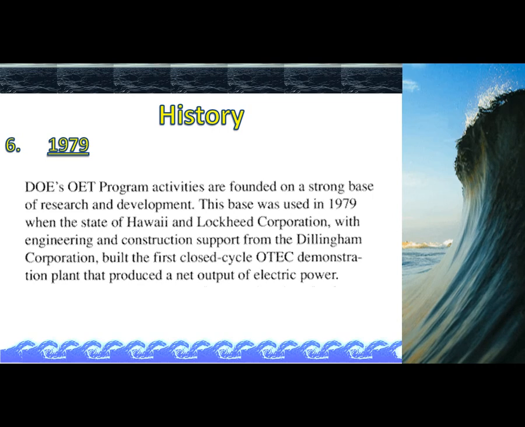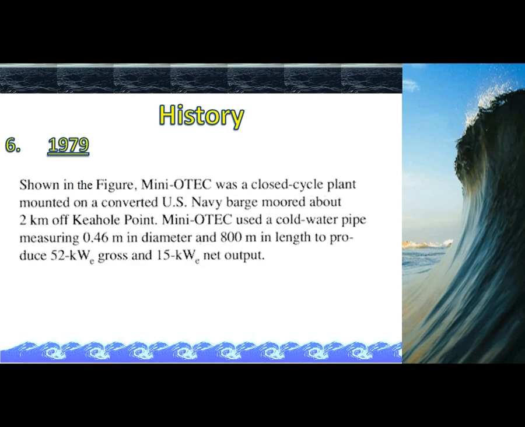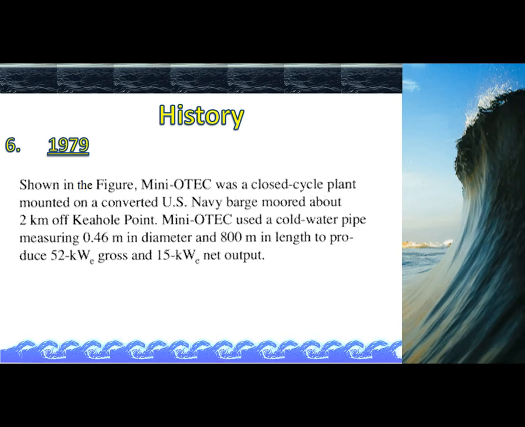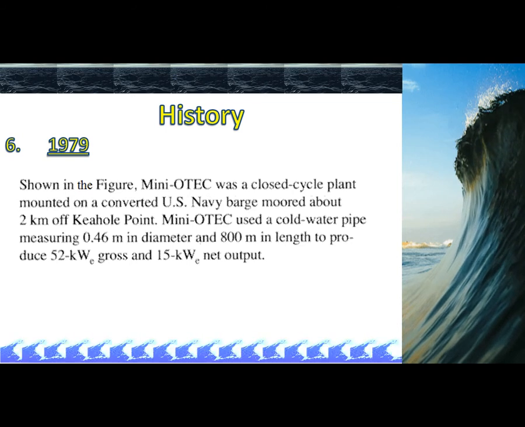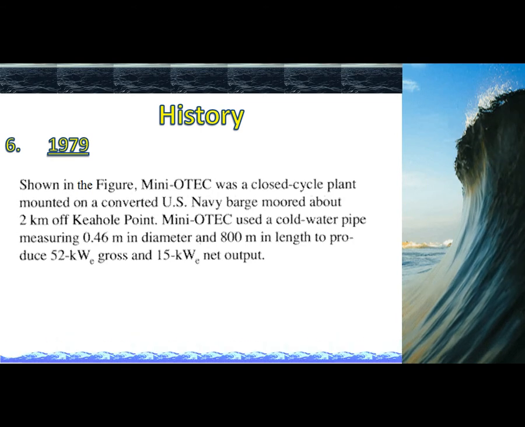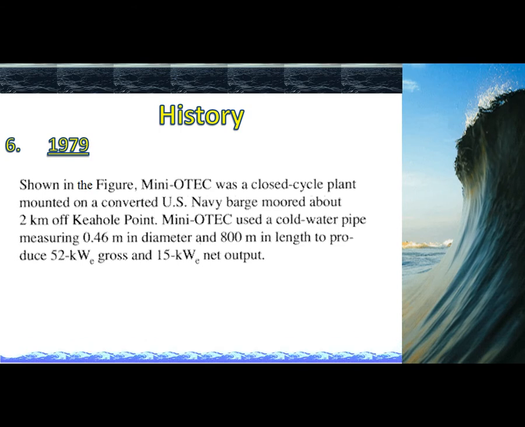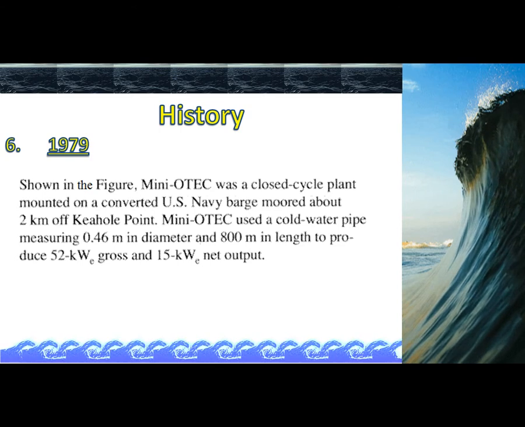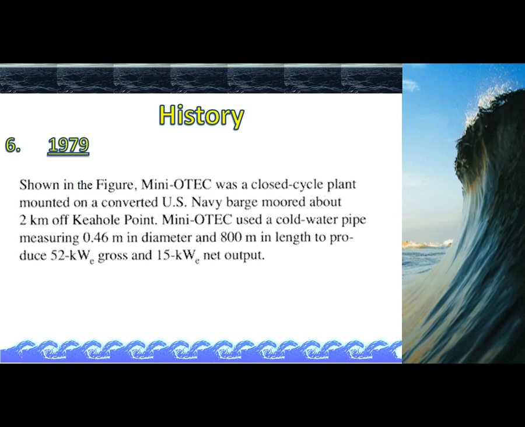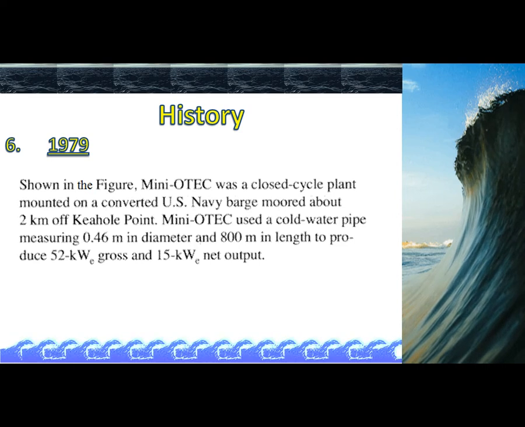In the figure shown in the next slide, Mini OTEC was a closed-cycle plant mounted on a converted U.S. Navy barge moored about 2 kilometers off Keyhole Point. Mini OTEC used a cold water pipe measuring 0.46 meters in diameter and 800 meters in length to produce 52 kilowatts gross and 15 kilowatts net output.